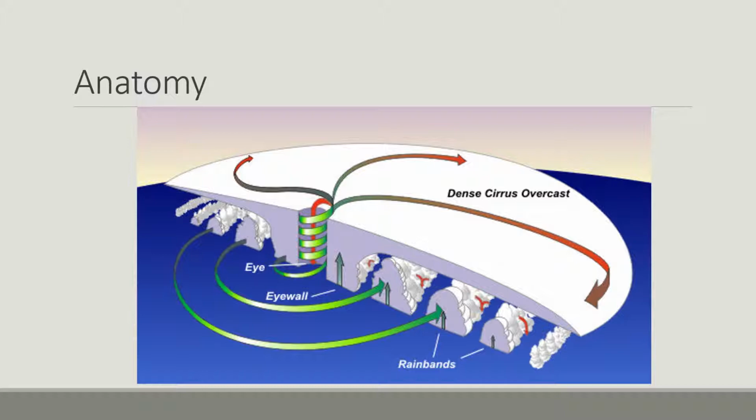If we look at the anatomy, what's interesting, when we look at a satellite image, we have that dense cloud that we see over top, so it looks like it's one giant storm. If we take a look underneath that, we actually see that we have a lot of different bands of thunderstorms that spiral around this central point, which is our eye. In the eye, we actually have sinking air.